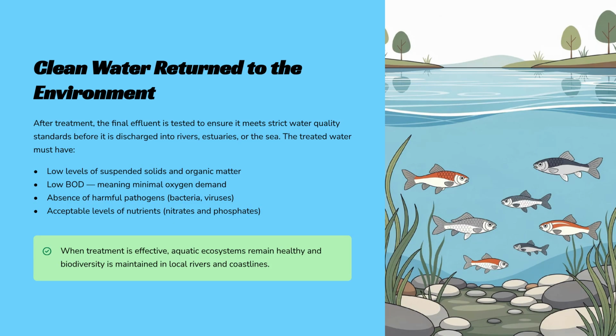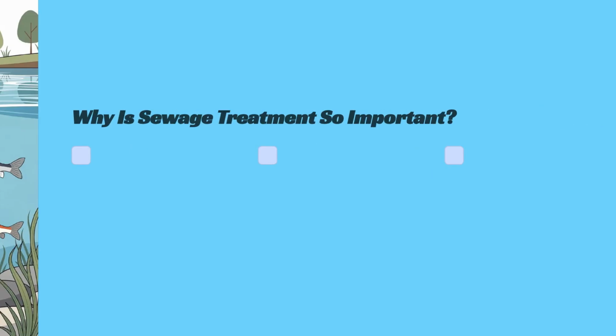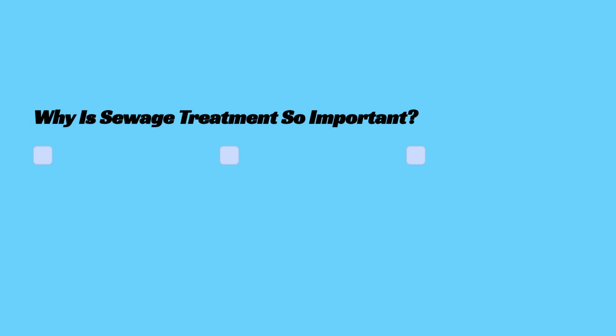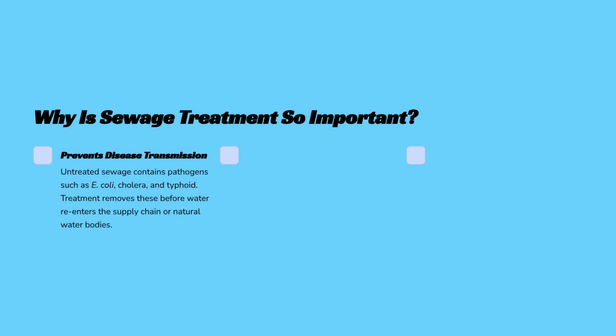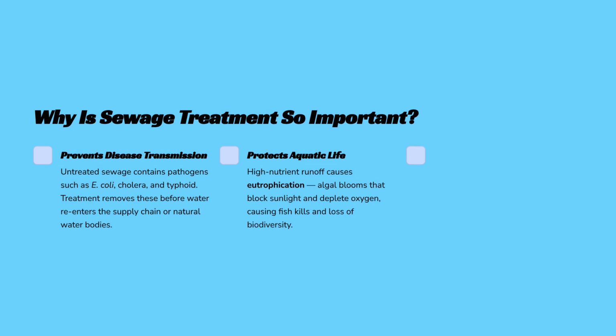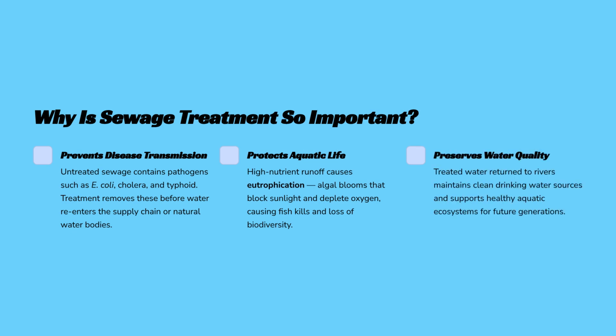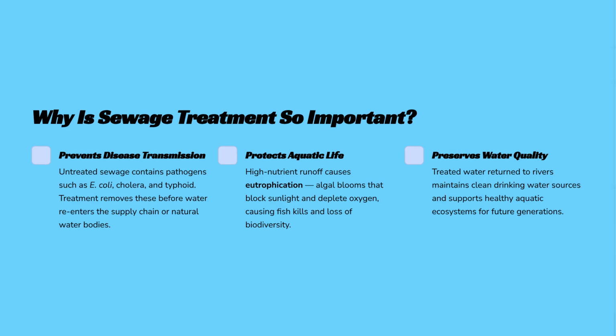Treated water must meet strict quality standards, including low pathogen levels and a low oxygen demand, to ensure that aquatic ecosystems remain healthy and biodiversity is maintained in our rivers and coastal areas. Why is sewage treatment so important? It prevents the transmission of diseases like cholera, protects aquatic life from the damage of eutrophication, and ensures our drinking water sources remain clean and safe.